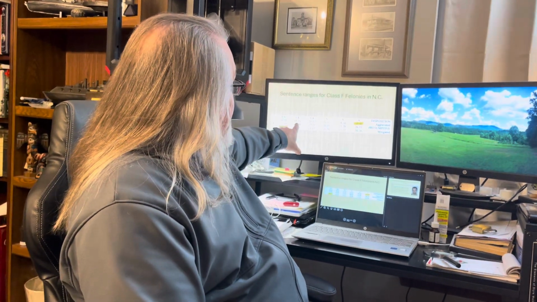Now, I'll point out to you this 19 to 23 month range because that's what Mr. Fisher got in the case that I'm going to talk about in a minute. That seems to indicate that it wasn't his first offense and that there were aggravating factors present.